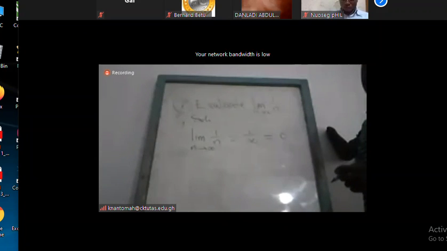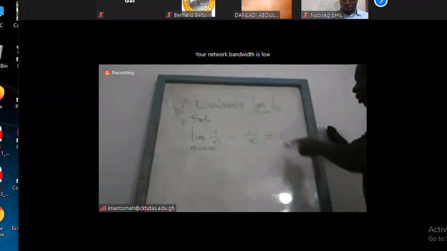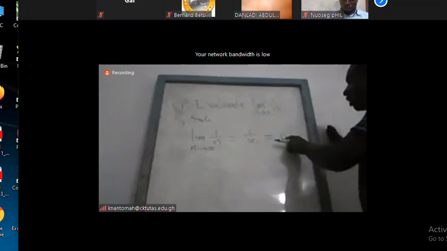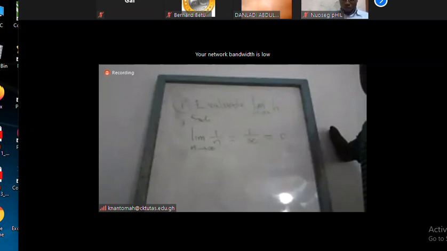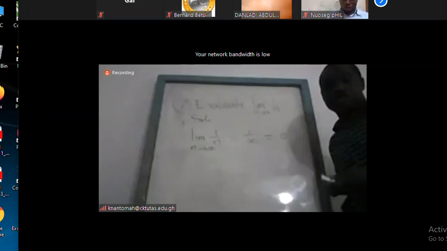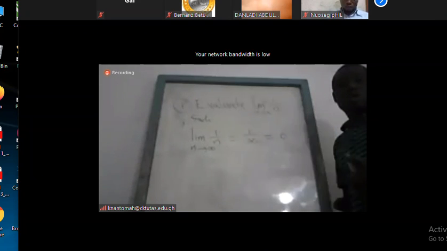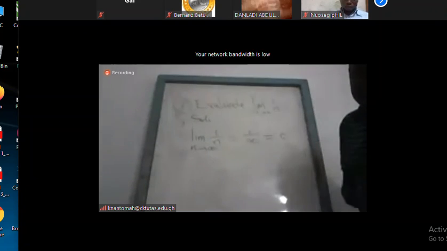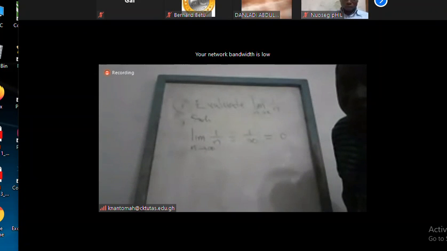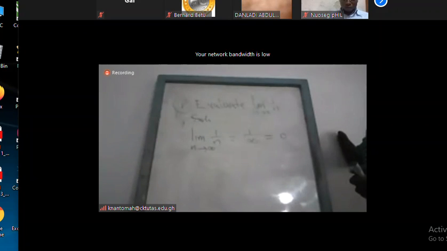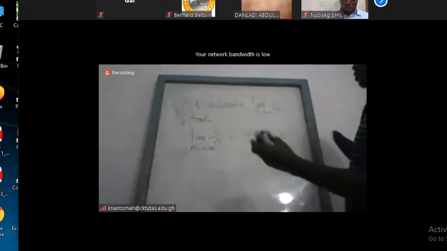Also, 1 over minus infinity is 0. So this 0 becomes the limit of the sequence. You are done. We are able to evaluate. So the first thing to do is to slot in infinity in place of n. If it gives just a finite number, that becomes your limit. So let's look at the second example.